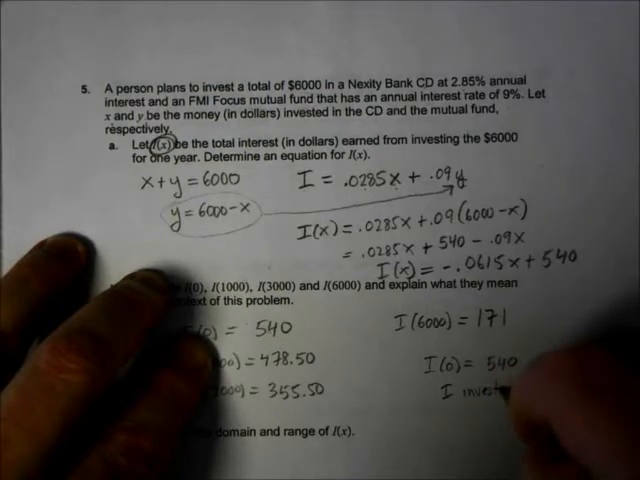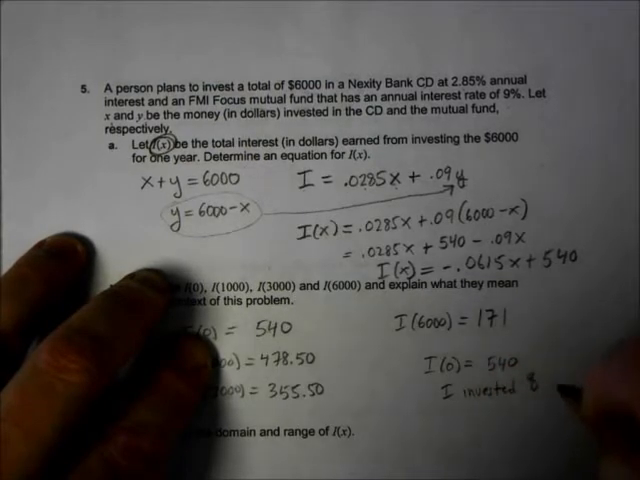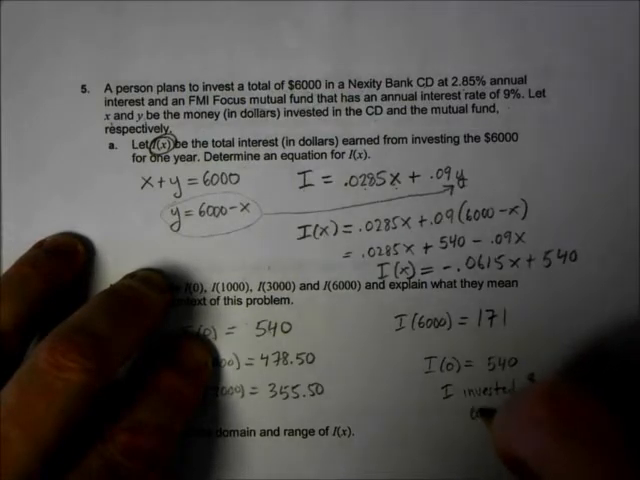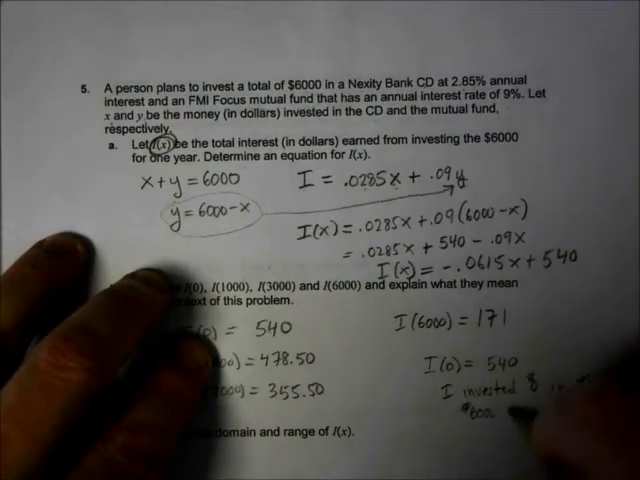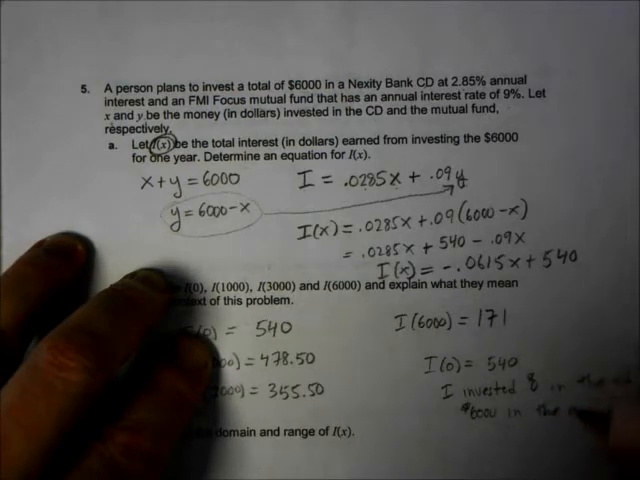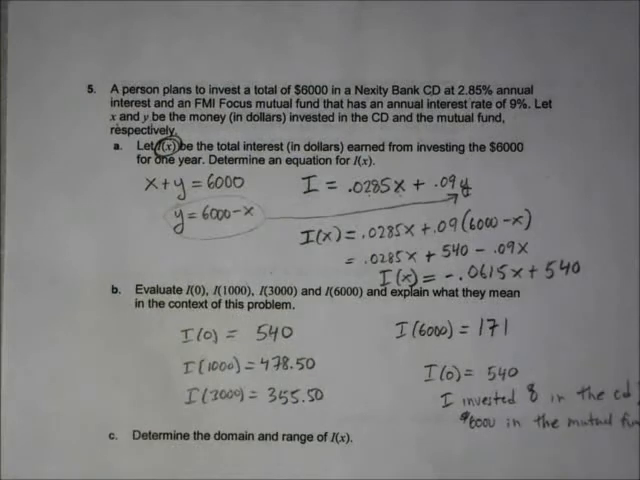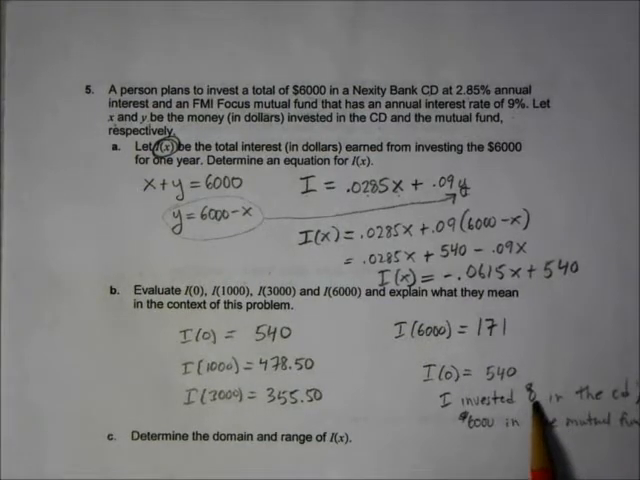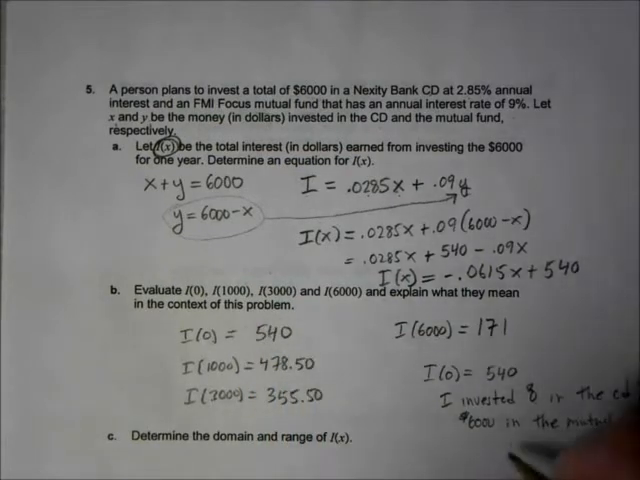I invested $0 in the CD, which means I put $6,000 in the mutual fund. So I decided I didn't need this $6,000 for a long time, and I could put all of it in the mutual fund. And if I do that, nothing in the CD, $6,000 in the mutual fund, I will earn $540 in interest each year.